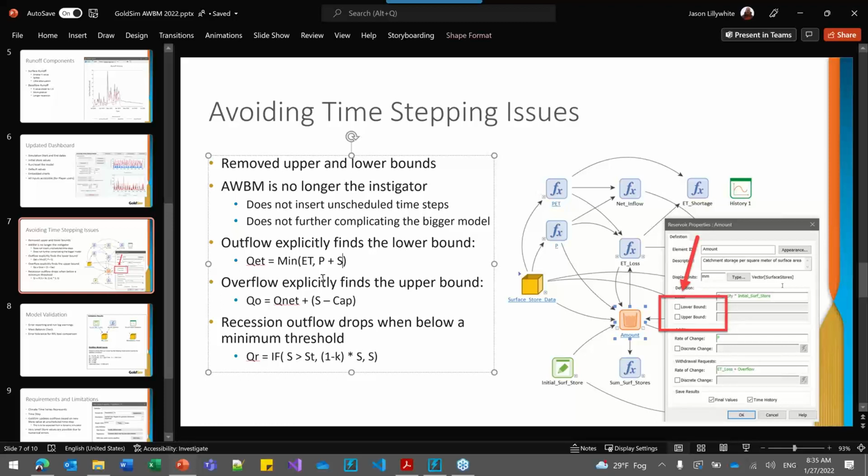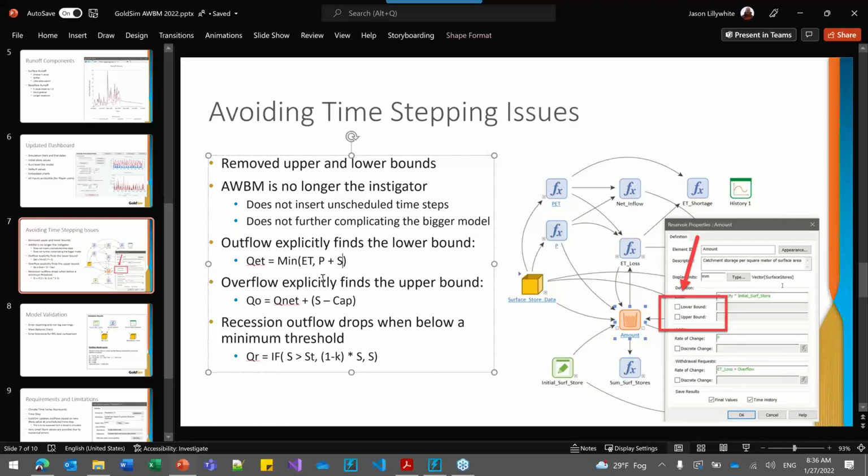Okay, so now on the upper bound, this is where we calculate overflow from the surface stores. We calculate that also explicitly by anticipating, as we approach the upper bound, that we will hit it, by just simply doing a quick comparison between the current value of storage and its capacity. So by subtracting the two, we can find out how much is remaining before we hit the upper bound and take that into consideration. So that's how we can calculate the overflow. And once we do that, we ensure that the store does not exceed its capacity. Okay, so that is really the big part.